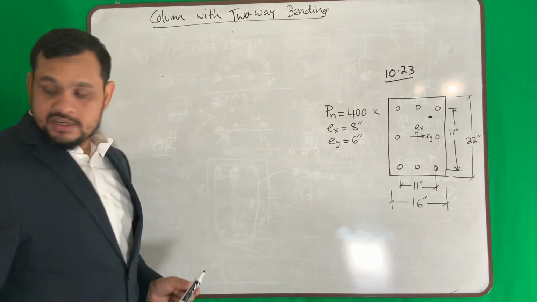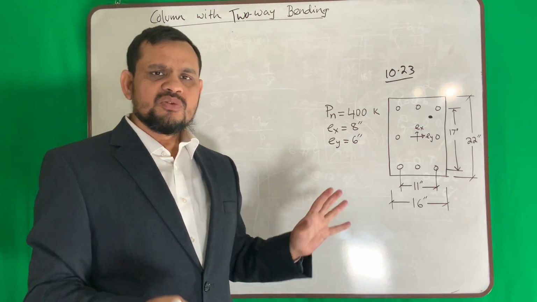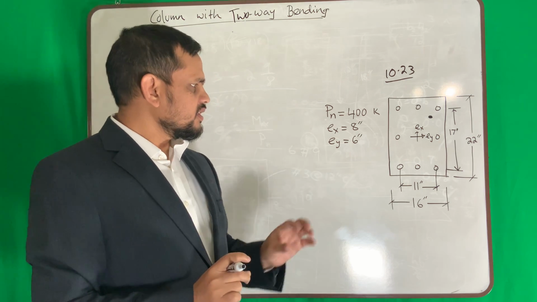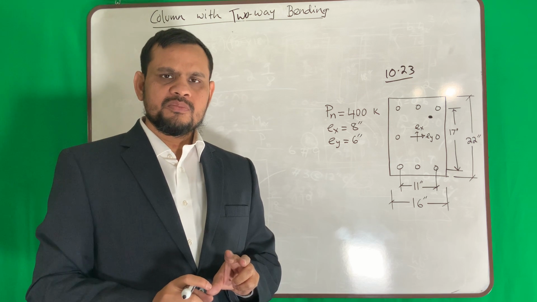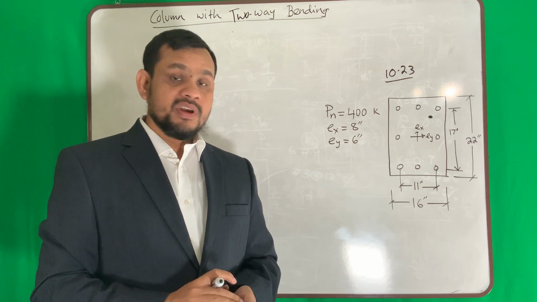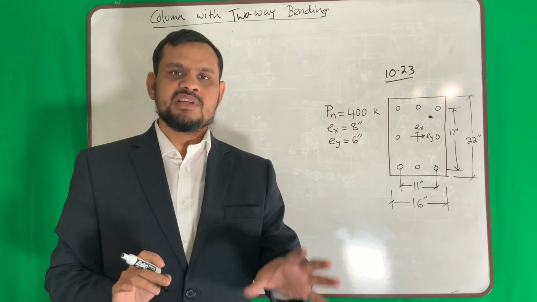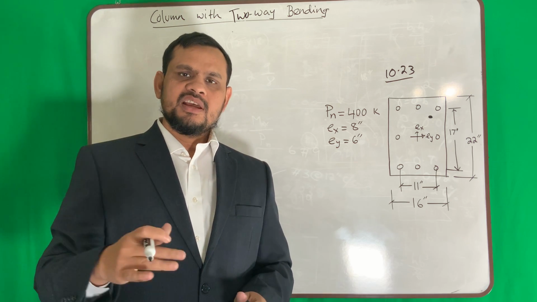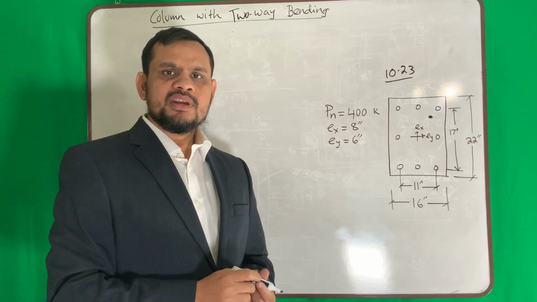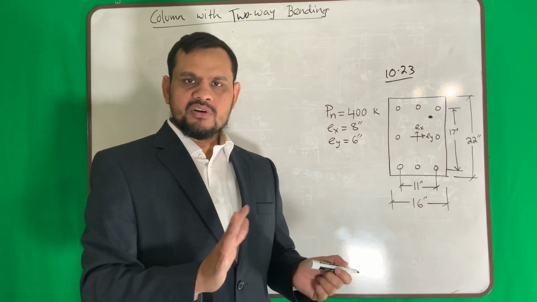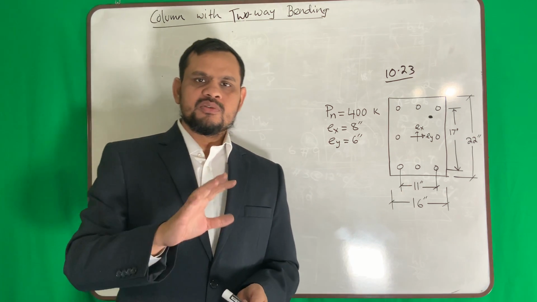Now, how to design? There is no simple shortcut to design two-way bending. So there are two methods discussed in your book. One is very conservative, not so good a method, but it will be on the conservative side. The other one is a little better method. So first I am going to do that conservative method. That is not good, it is over design, but still it is good to understand.